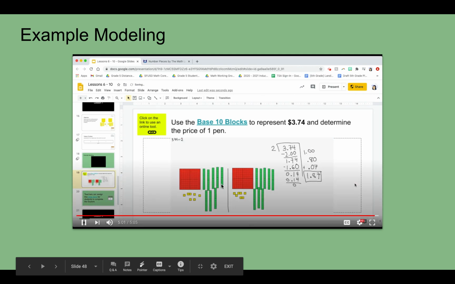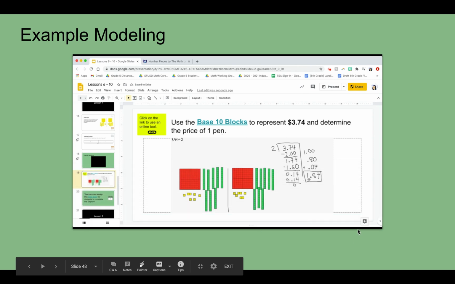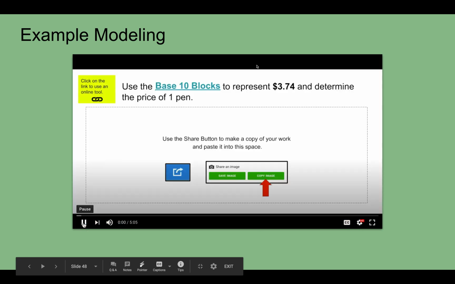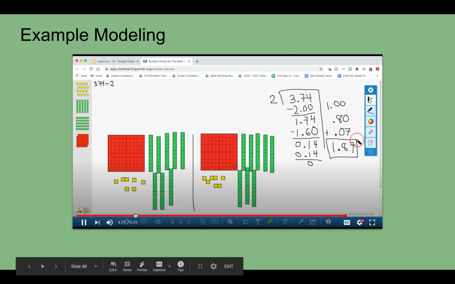Okay. So we have now determined the price of one pen. It was $1.87. So I want to come back here really quickly to make a couple of points. You can also just take a screenshot like we've already been doing. This is just another strategy to take a photo of your work.